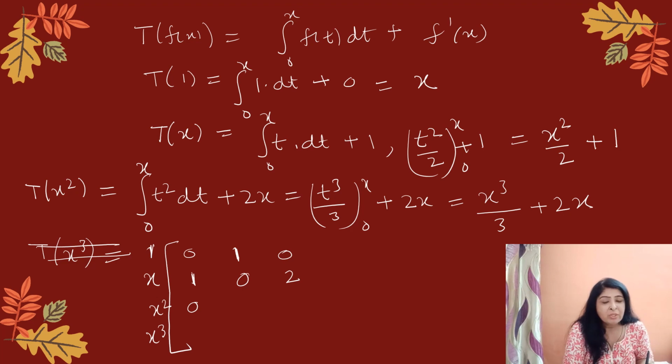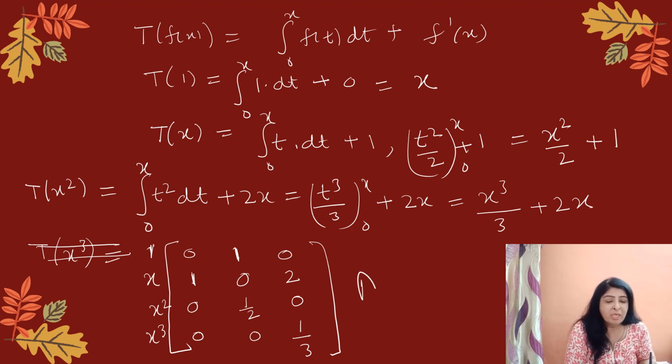In tx, the coefficient of x square is 1 by 2, and for tx square this is 0. Then again for x cube 0, for tx 0, and for tx square this is 1 by 3. So we are getting 3 rows and 4 columns. So this is the answer.